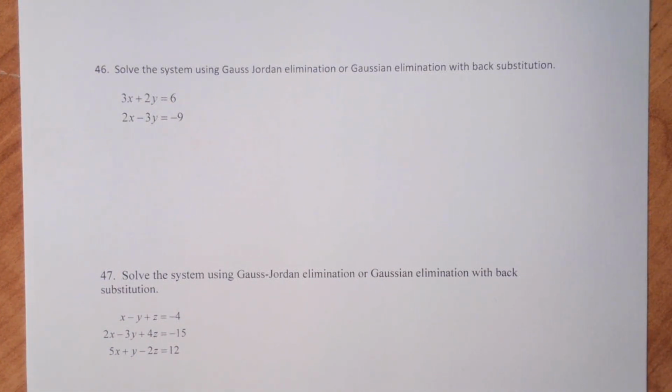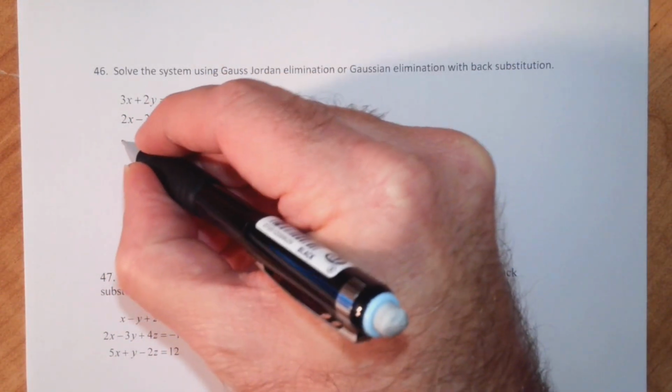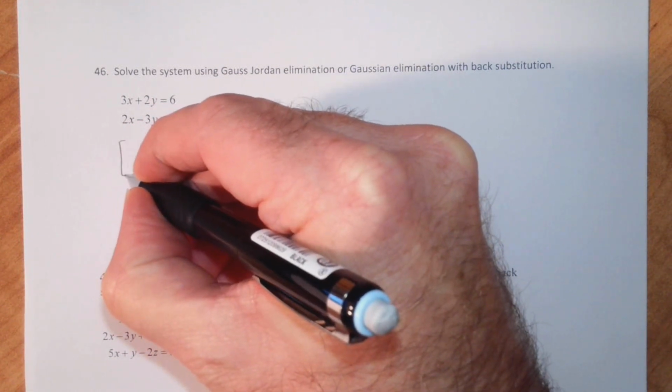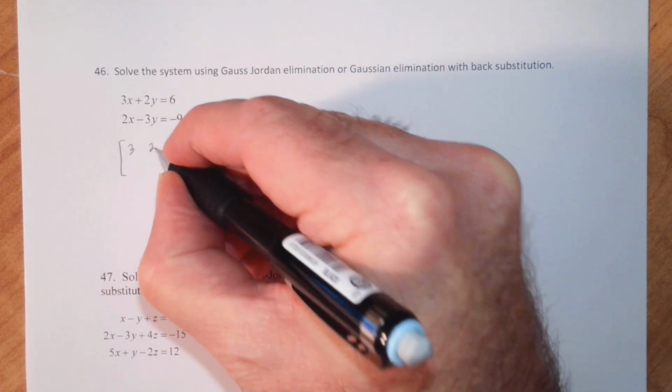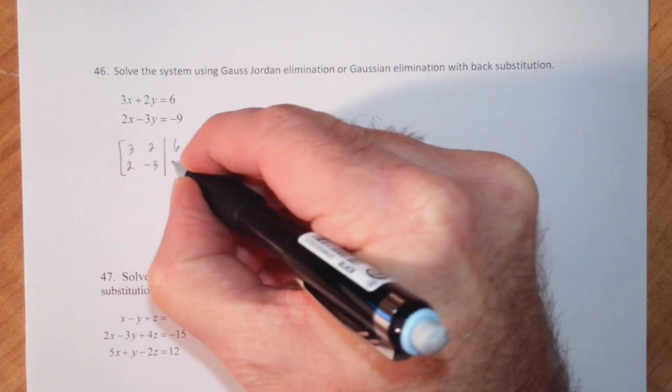Alright, so first of all, on number 46, it says solve the system using Gauss-Jordan elimination or Gaussian elimination with back substitution. And that's what we did, was Gaussian elimination with back substitution, where we basically put the matrix in row echelon form and then we use back substitution. So in this case, our matrix is 3, 2, 6, 2, -3, -9.